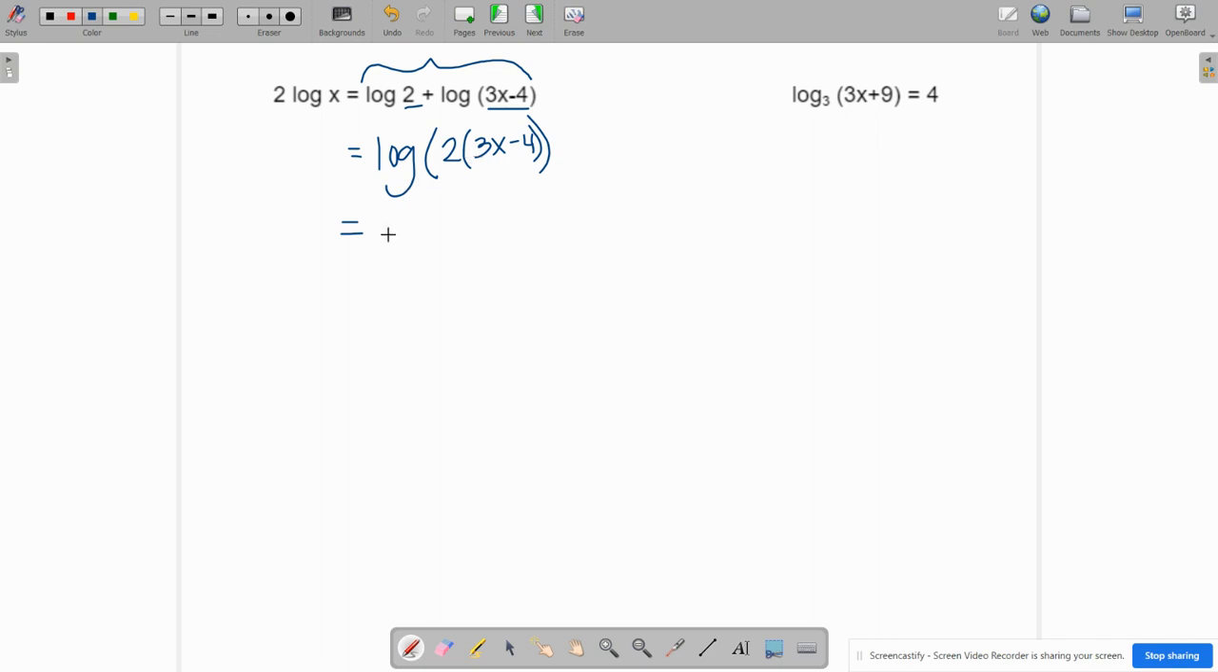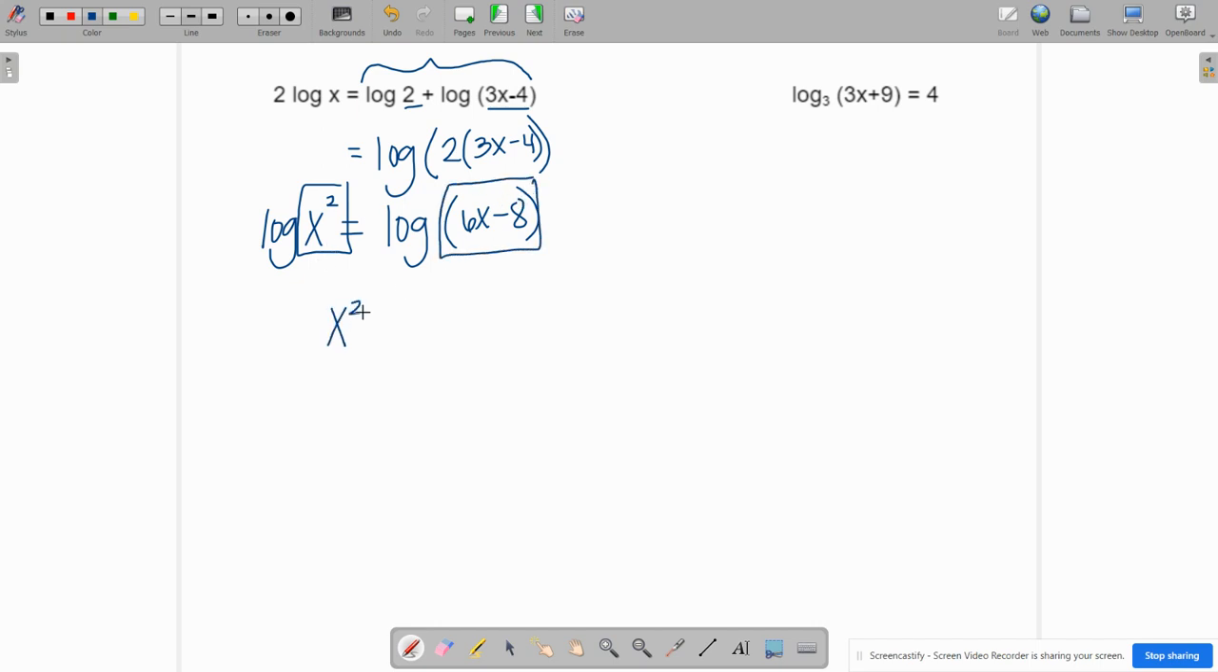Because when you're adding logs with the same base, that's the same thing as the logarithm of the product. So if I were to distribute the 2, we could say that this is the log of 6x minus 8. And over here, 2 times the log of x, I would be able to rewrite that as the log of x squared. Now, hopefully you can see the reason that this is helpful to us. If we have the log of x squared equals the log of the quantity 6x minus 8, since these are equal to each other and we have a logarithm on each side that's a base 10, that means that this quantity, the x squared, what we were taking the logarithm of, should equal this quantity.